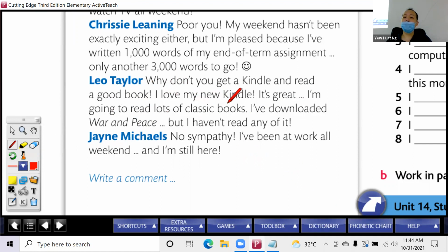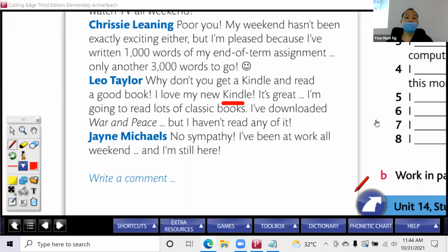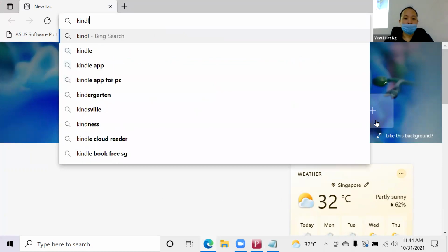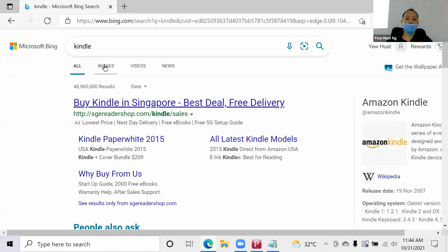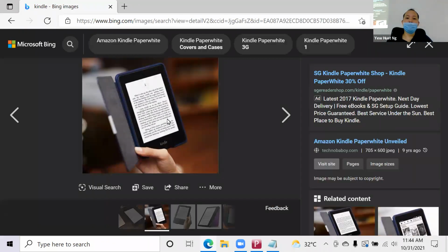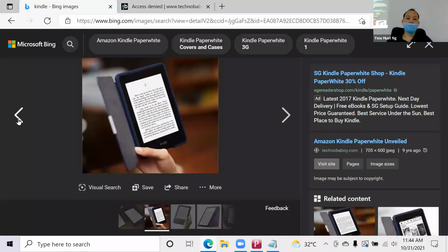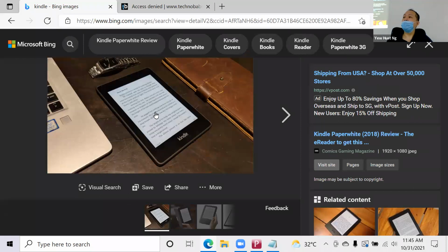I love my new Kindle. Do you know what's a Kindle? You don't know? Let me show you this. A Kindle is a digital book. This is a Kindle. And then you will say, oh, iPad? No. No, it's different from an iPad.